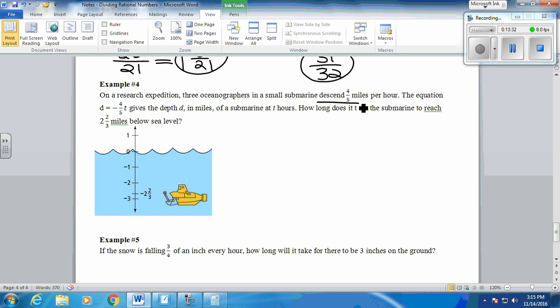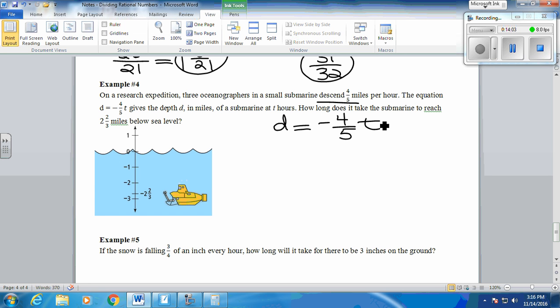in our formula. If they are giving you a formula, you write the formula down. That's always the first thing that you should be doing if they're giving you a formula. Don't just try to substitute however you like. Write the formula. So after we write the formula, we need to decide what we have and what we don't have. So if they tell us how long does it take the submarine to reach 2 2/3 miles, it sounds like I'm looking for the time, and that the 2 2/3 miles sounds like it is the depth.